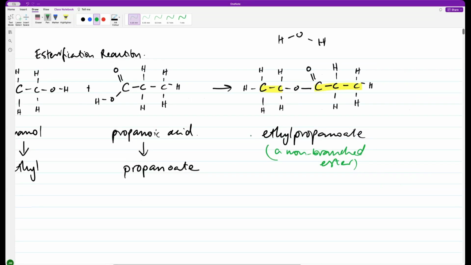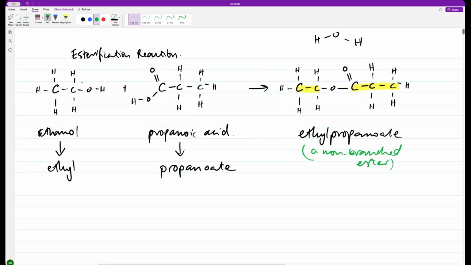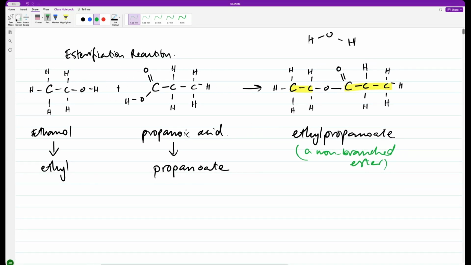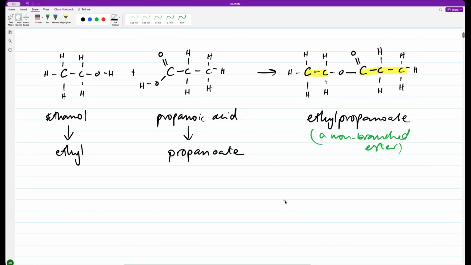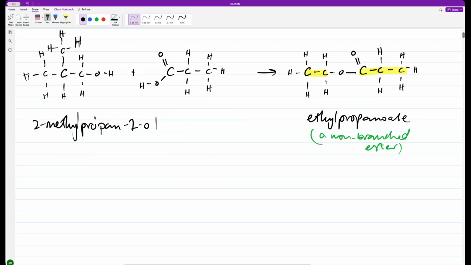Now let's do another example. Let's copy this equation and change up these reactants a little bit. Now instead of having ethanol, let's make this 2-methylpropan-1-ol reacting with propanoic acid. All right, so the name is going to change. The ester that forms is not going to be ethylpropanoate anymore.